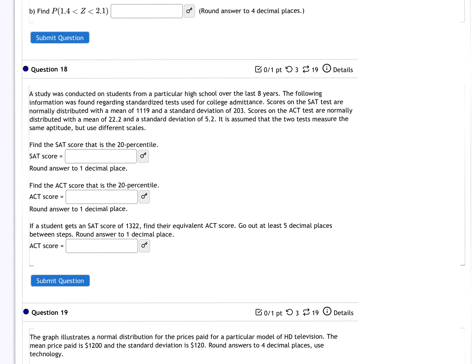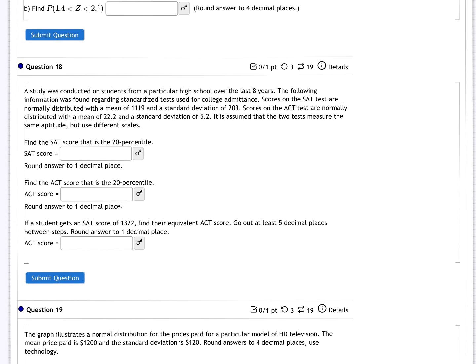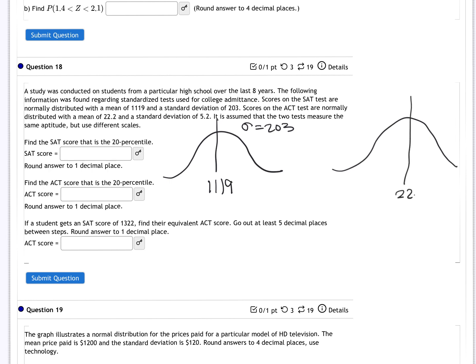Scores on the SAT are normally distributed, so they look like this, with a mean of 1,119 and a standard deviation of 203. The ACT has a mean of 22.2 with a standard deviation of 5.2. It is assumed that the two tests measure the same aptitude but on different scales.